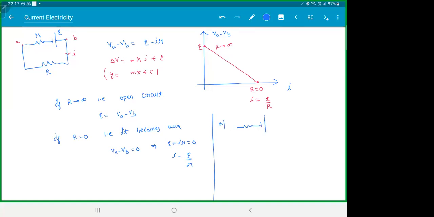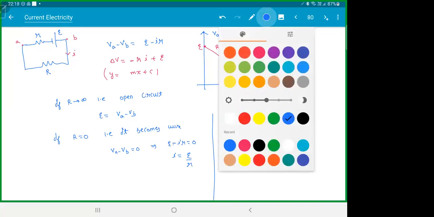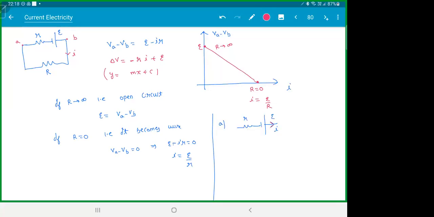So if you have a battery and a current I is coming out, this is called a discharging circuit, meaning the battery is getting discharged. So we get VA minus VB is equal to E minus IR. This is what happens when you are using your mobile phone. Your mobile phone is getting discharged. When you're using a battery in a watch, the battery is being discharged.